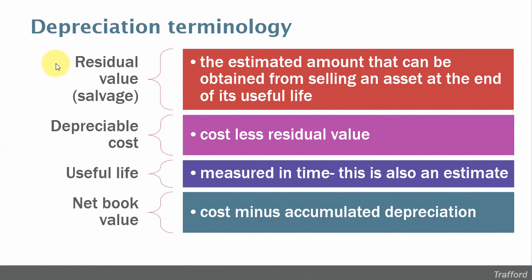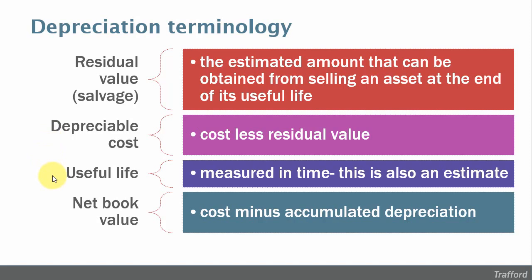Let's take a quick look at some important terms as far as depreciation goes. Residual value or salvage value is the amount that a company thinks it can sell an asset for at the end of its useful life. Residual value is estimated by management when it purchases an asset. Depreciable cost of an asset is the acquisition cost of the asset, as we talked about earlier, minus that residual value. So depreciable cost is the maximum amount of depreciation expense a company can take over the life of that asset.